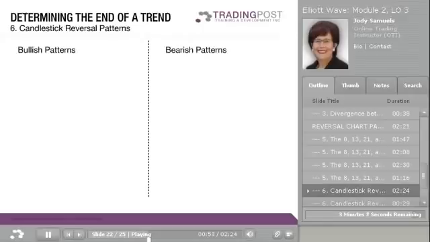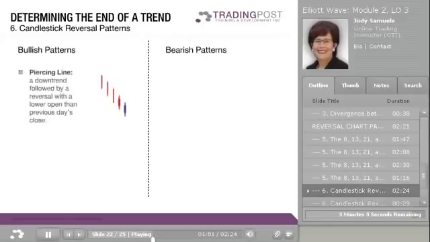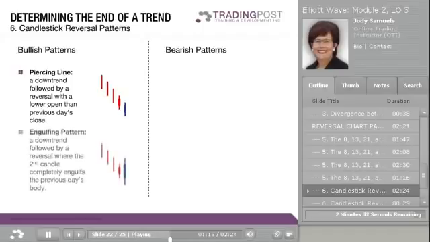A few reversal patterns include the piercing line. This pattern has bullish implications as the downtrend is intact on day 1 but reverses on day 2 from an opening level lower than the previous day's close. The bullish engulfing pattern. With this pattern, day 1 is in a downtrend with a small body. Day 2 reverses where the body completely engulfs the previous day's body.